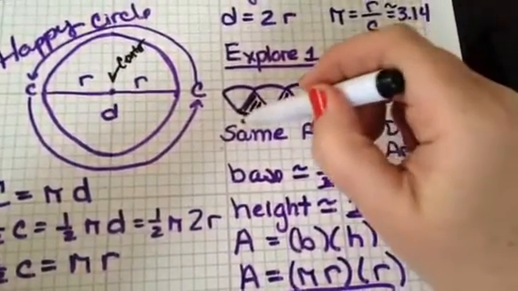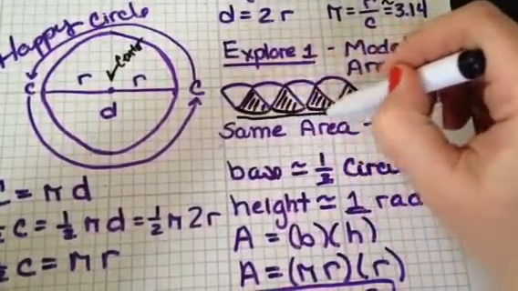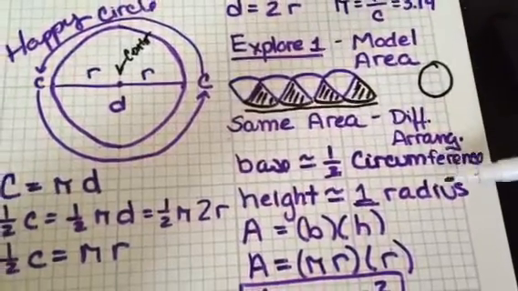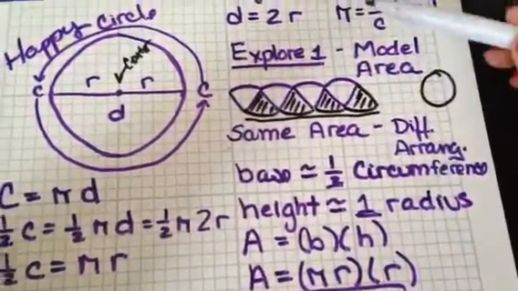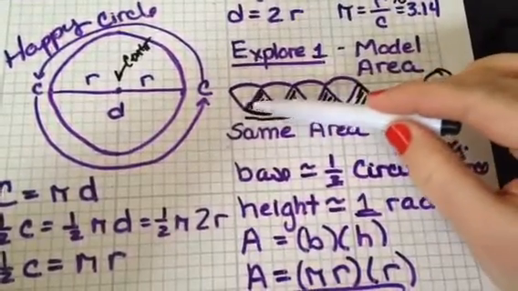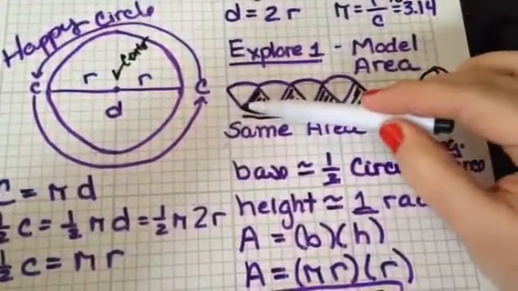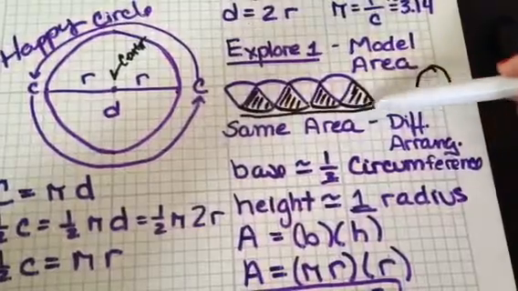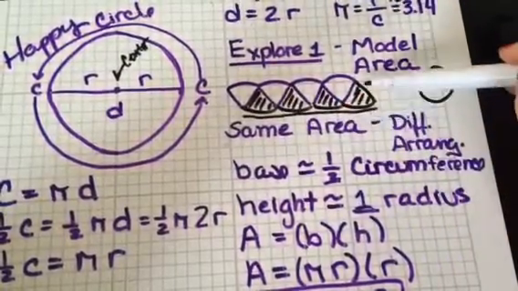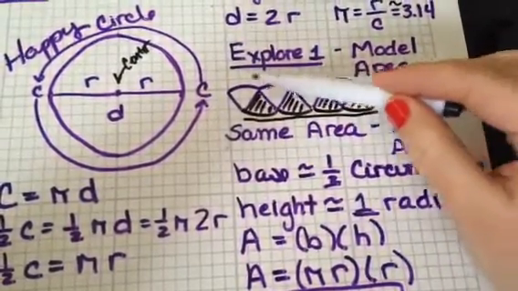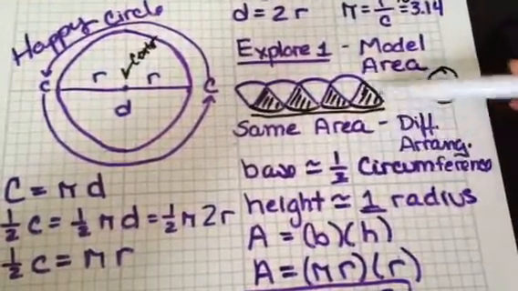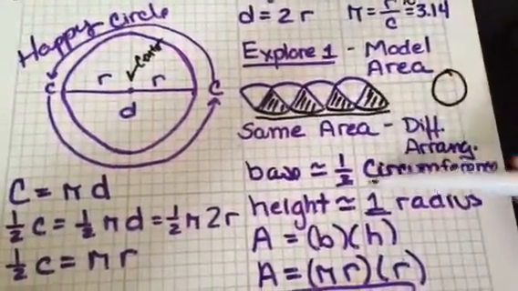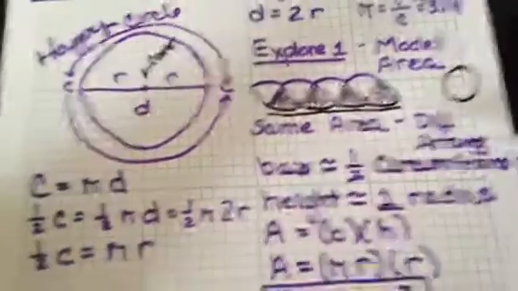Now the base of this, meaning this distance here, is going to be about half of the circumference. Now hopefully you can see that because half of the circumference is on the bottom. 1, 2, 3, 4 parts of the circumference go along the bottom, and 1, 2, 3, 4 parts of the circumference go along the top. So if there's 8 parts and only 4 on the bottom, that's half of the circumference.